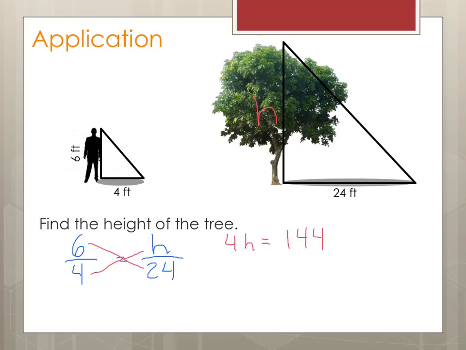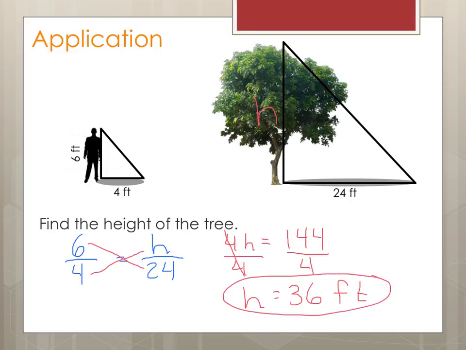Now to finish, we're going to divide both sides by 4. 4 divided by 4 cancels out, and we're left with H equals 144 divided by 4, which is 36 feet. So this tree is going to be 36 feet tall, and we knew that because the shadow cast by the man is going to be similar to the shadow cast by the tree.